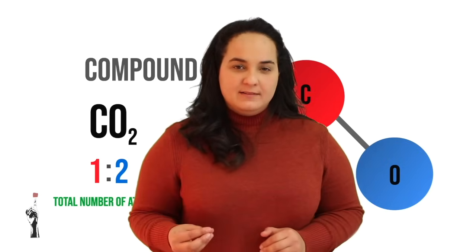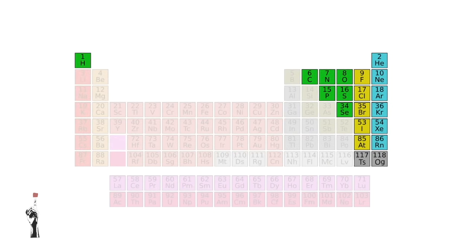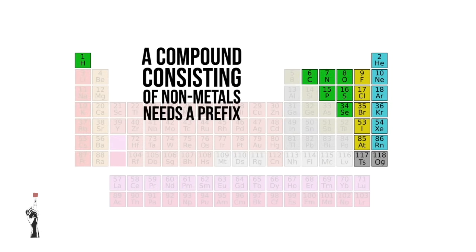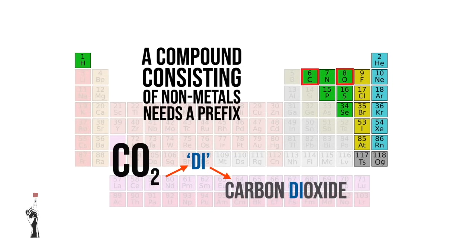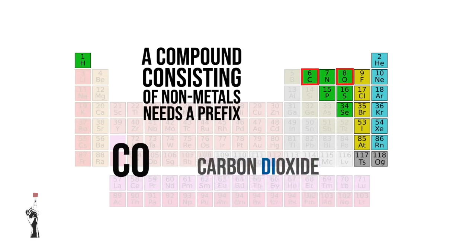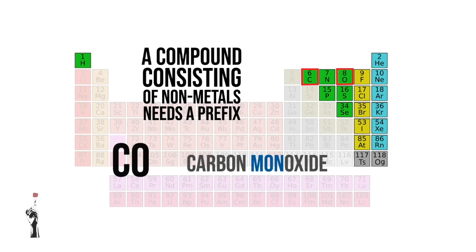When we name compounds, there are certain rules that we need to adhere to. So when we name a compound only consisting of non-metals, then we need to add a few prefixes. Our example, we just used carbon dioxide. Carbon and oxygen are both non-metals. I'm using 2 oxygen molecules, which means I need to use a prefix. The prefix for 2 is di. Therefore, carbon dioxide. When there's only 1 oxygen molecule, I will call it carbon monoxide.